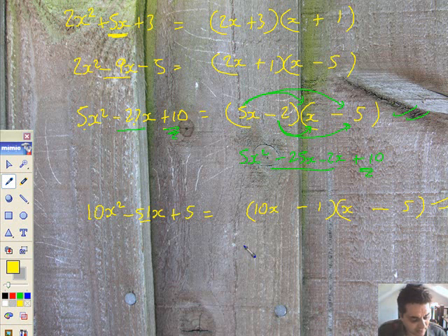Is J scary? I don't know. Let me do K. I presume it's scary, because it's nearly the end of question 4. So I'm going to do K and L, and then flip over the page. Right, this is K.